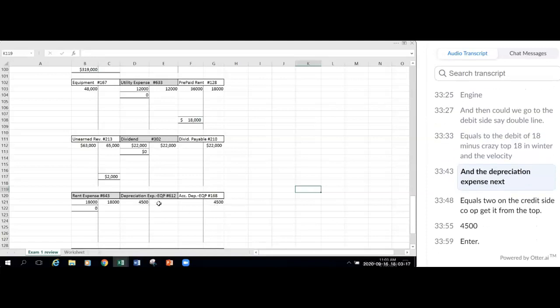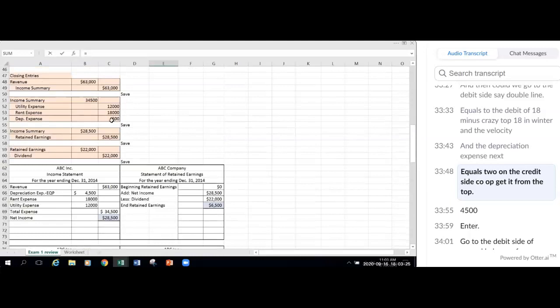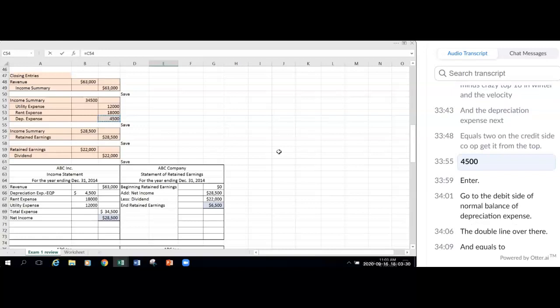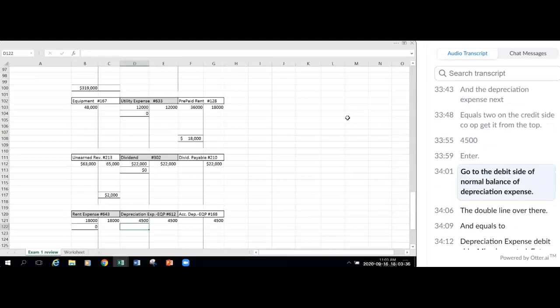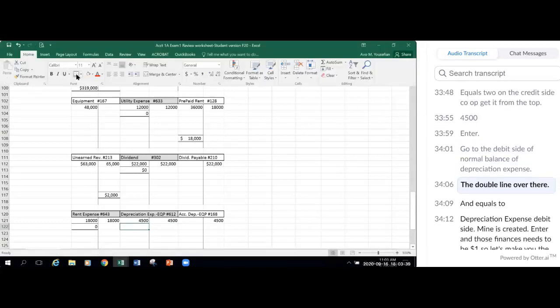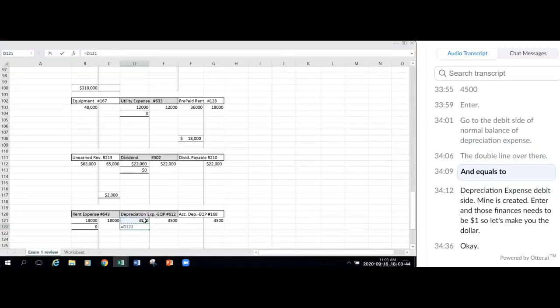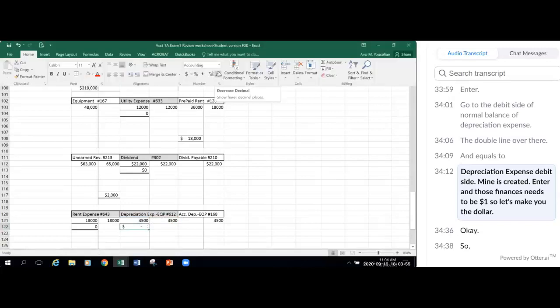And the depreciation expense next equals to, on the credit side, go up, get it from the top, 4,500, enter. Go to the debit side of the normal balance of depreciation expense, put a double line over there, and equals to depreciation expense, debit side, minus credit side, enter. And those balances need to be $0, so let's make it $0.